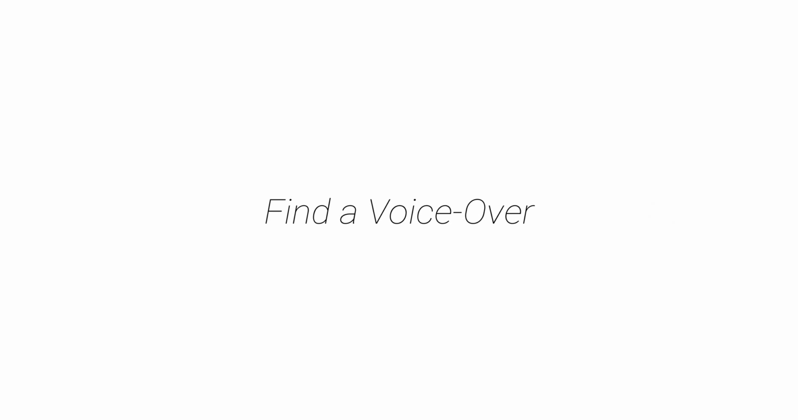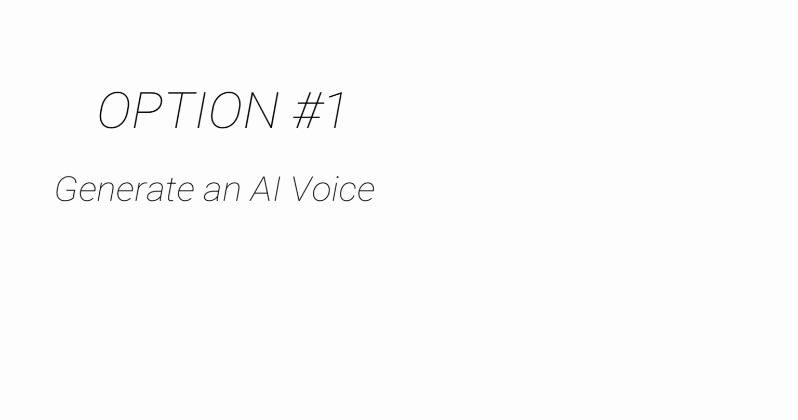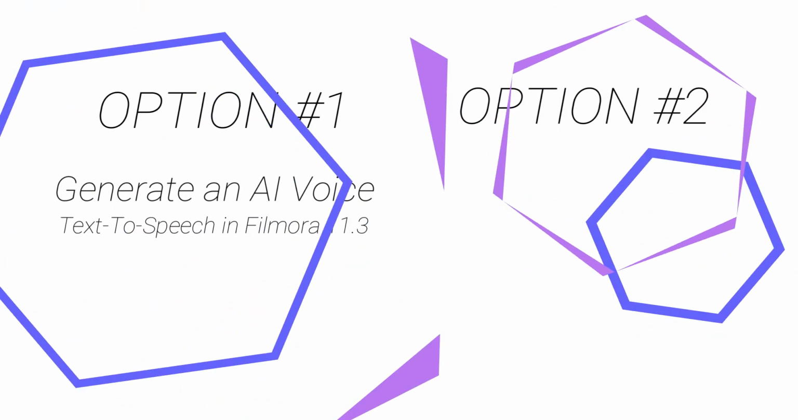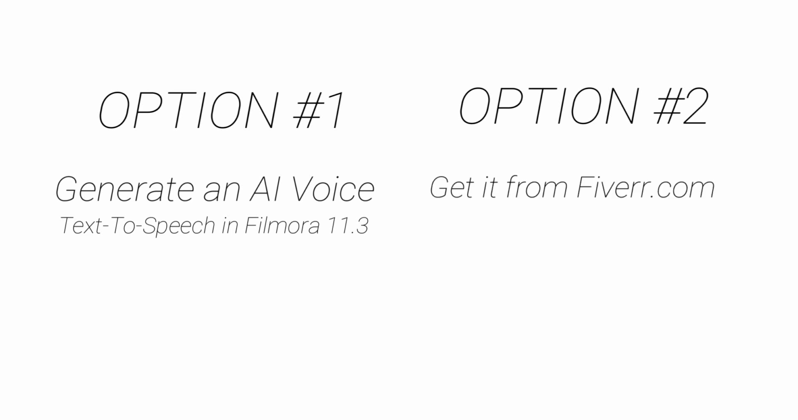The next step, what you'll need to do is find a voiceover. Here you have two options. Option number one is to generate an AI voice. You have a text-to-speech option here in Filmora 11. Or option number two is find someone to record the voiceover for you on Fiverr, or elsewhere.